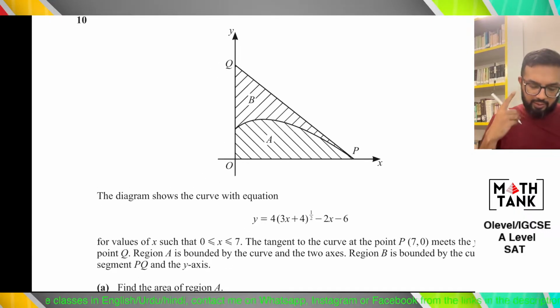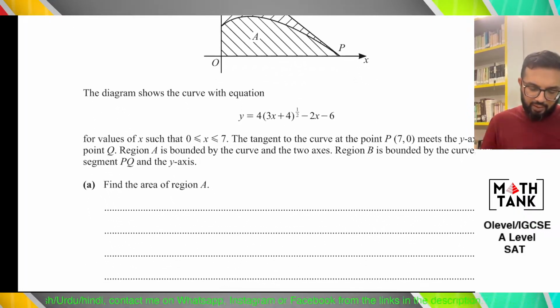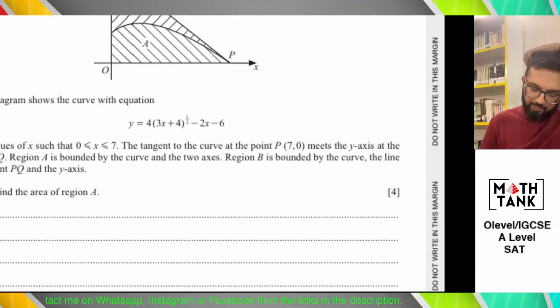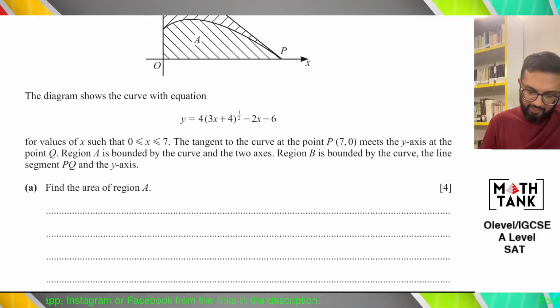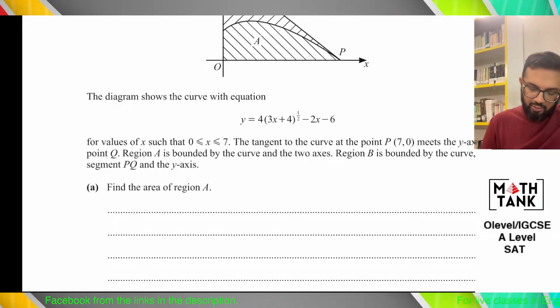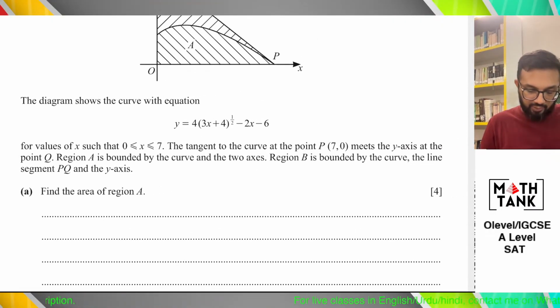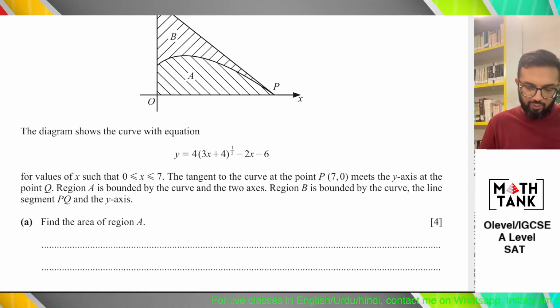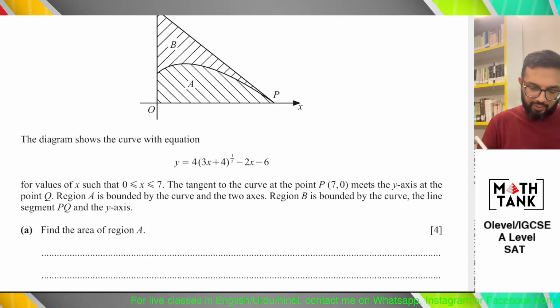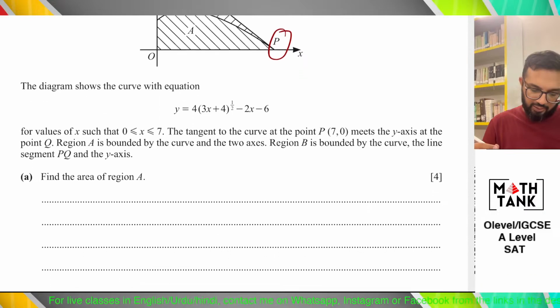Okay, question number 10 says the diagram shows a curve with equation this, for values of x. The tangent to the curve at the point P meets the y-axis at the point Q. Region A is bounded by the curve and the two axes. Region B is bounded by the curve and the line segments. Find the area of region A. So I will have to first find out what P is.